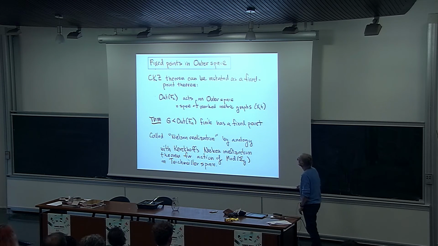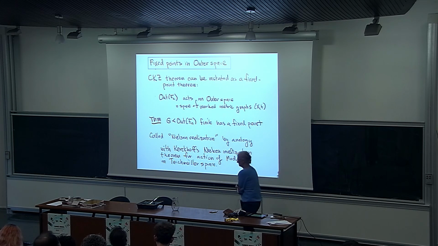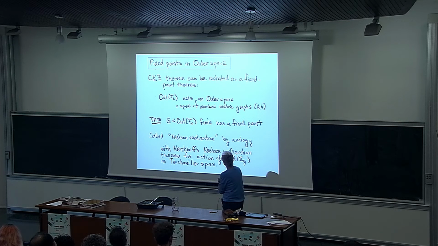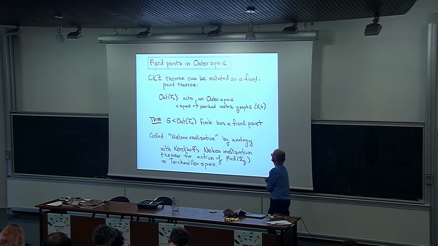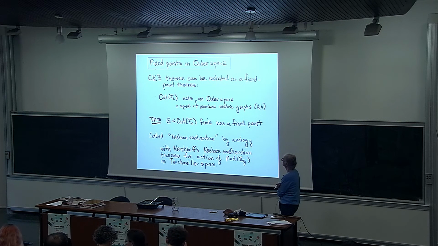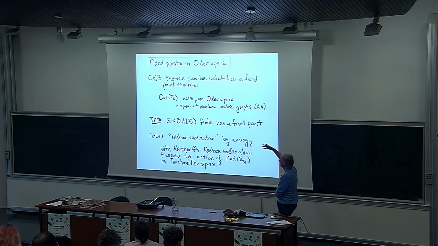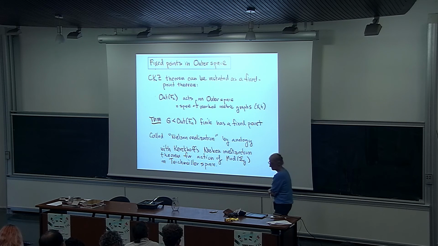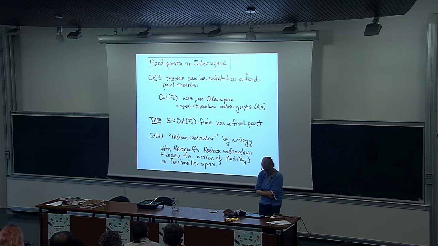One other thing I wanted to say is that the realization theorem can be restated as a fixed point theorem. So Out of Fn acts on outer space, which is the space of marked metric graphs. And you can just restate this theorem as saying that a finite subgroup has a fixed point in outer space. There's a marked metric graph that realizes it. And it's called Nielsen realization by analogy with Kerckhoff's Nielsen realization theorem.